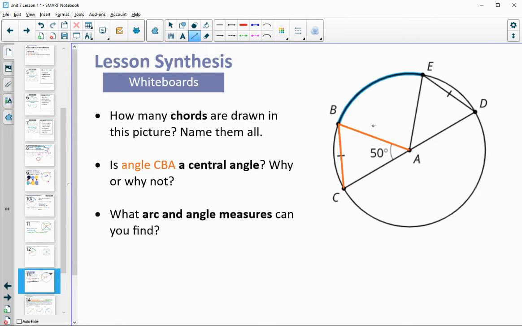All right, so a couple chords you would hopefully see. DC is a chord. It goes edge to edge because C and D are both on the edge of the circle. It is also a diameter. So we have CD as one of our chords, or DC, whichever way. B to C would be a chord. B and C are both on the edge. And then ED is also a chord.